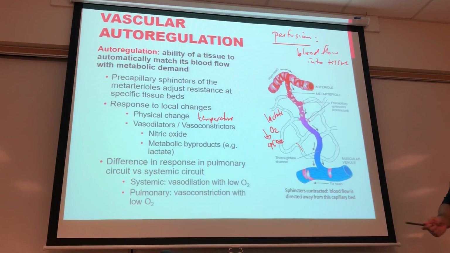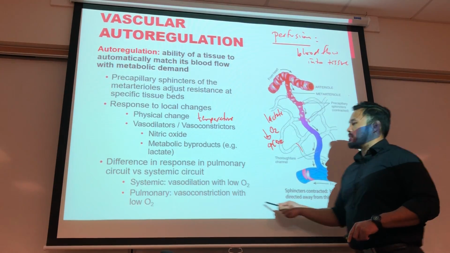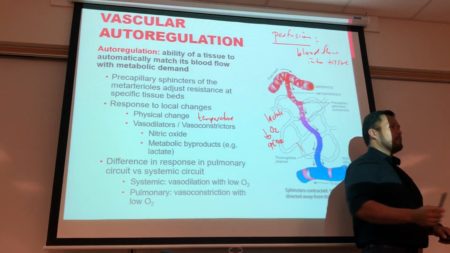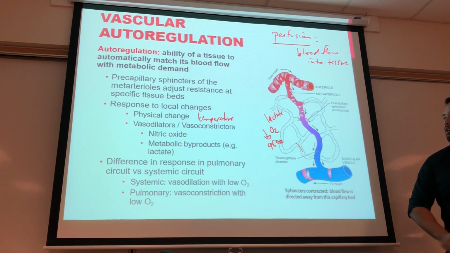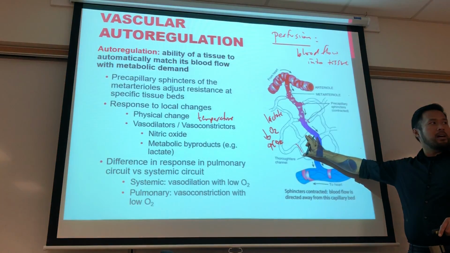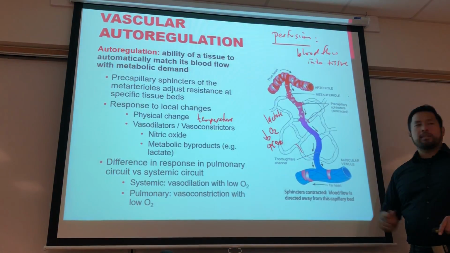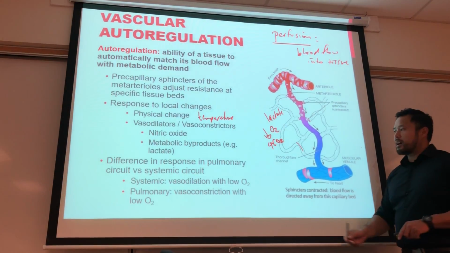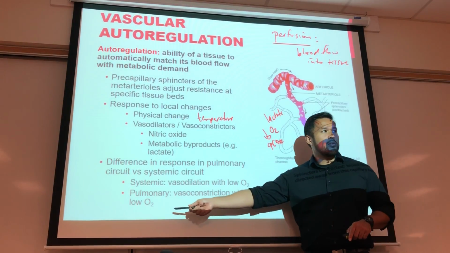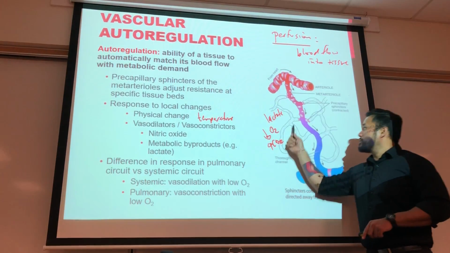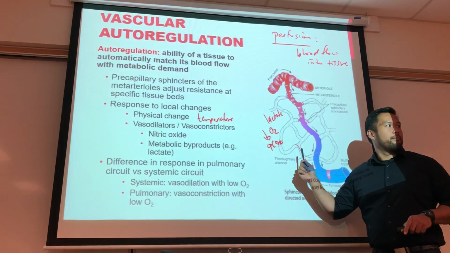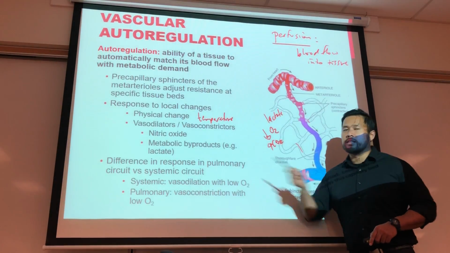Now, the other system that we'll be looking at, the pulmonary circuit is different. When we look at the capillary beds within the lungs, we're going to be doing the exact opposite. So if there's not enough O2 in that area, the capillaries are going to want to close up, as opposed to opening up in our systemic circuit.